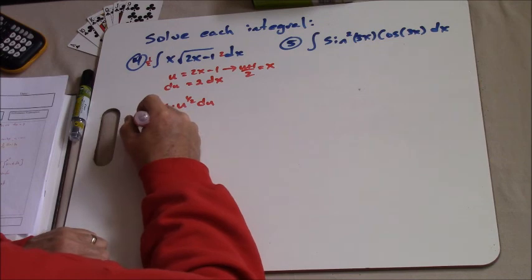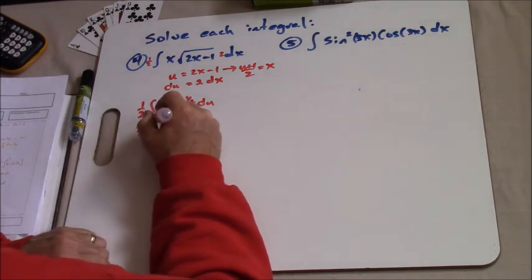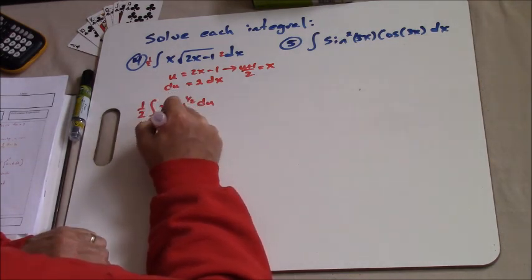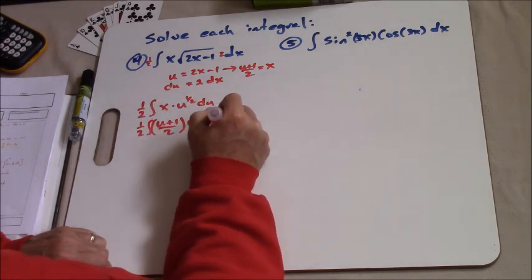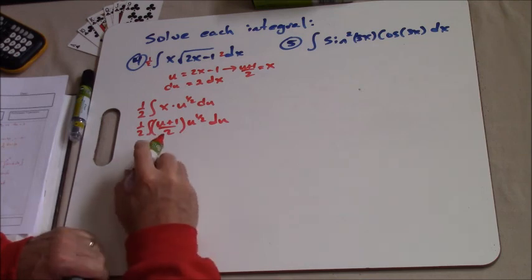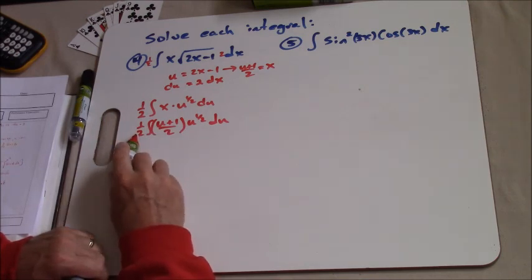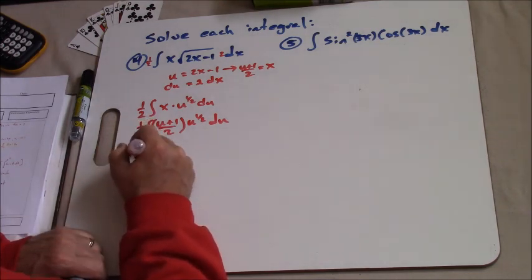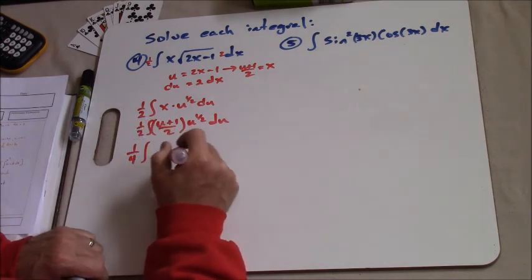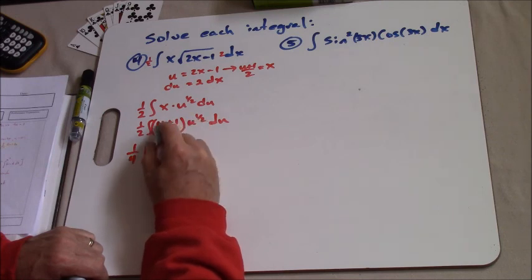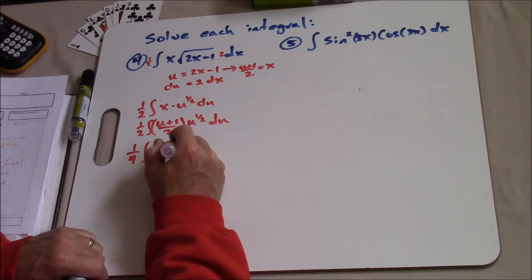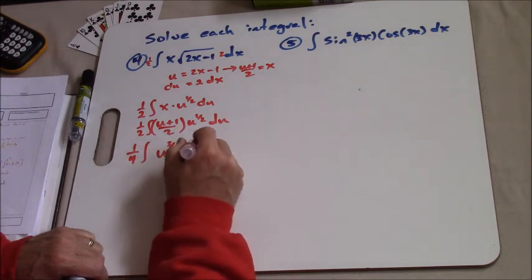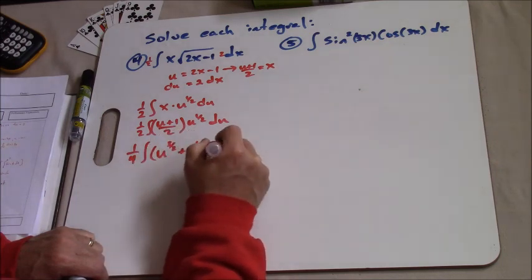So I now have 1/2 times the integral of u plus 1 over 2 times u to the 1/2 du. And so I'll go ahead and move this constant to the outside. Since it's in the denominator, I got to multiply it by the 2 out here. So I now have 1/4. And then I'll distribute this u to the 1/2 to each of these. So I'm going to get u to the 3/2 plus u to the 1/2 du.